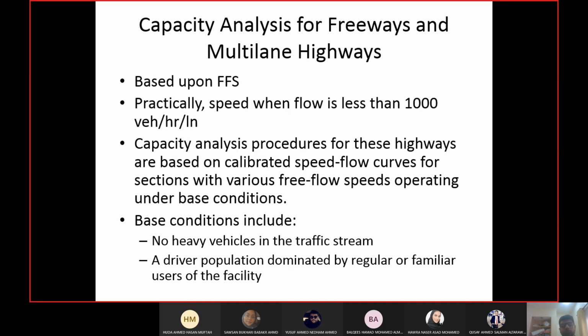So why are we having these 2 base conditions? Because they will give you the maximum capacity. So ideal is always the maximum, right? So when you don't have any heavy vehicles, the capacity will be maximum. Why? Heavy vehicles take more space, they are slow, so they will reduce the capacity. Without them, the capacity will be maximum.